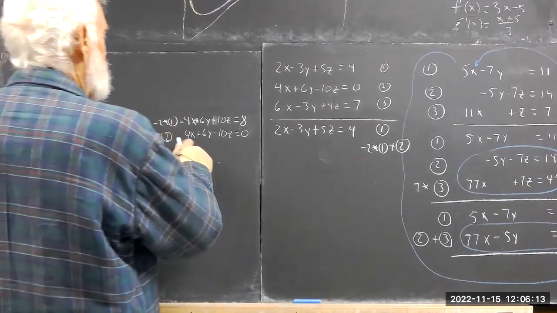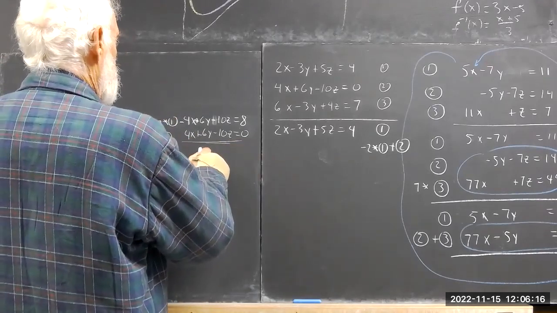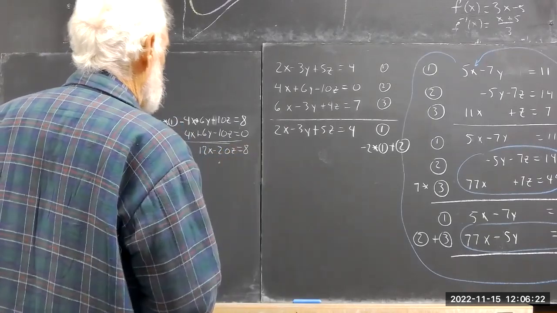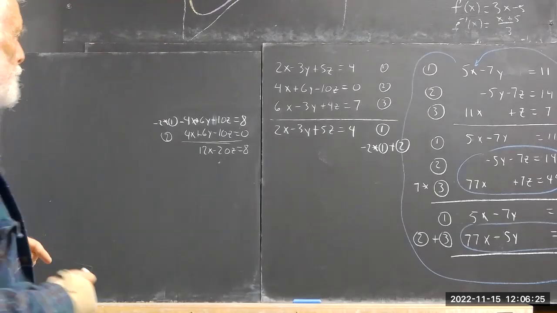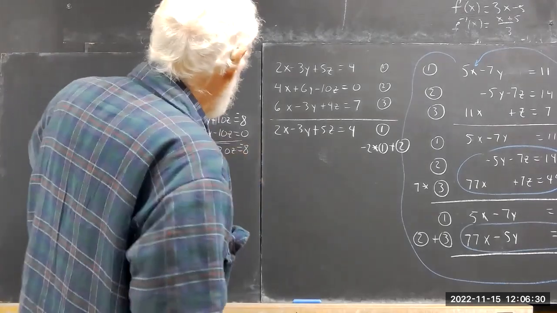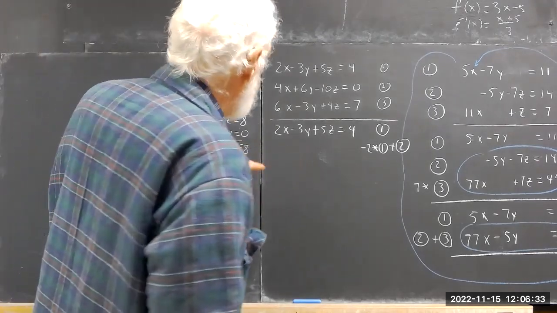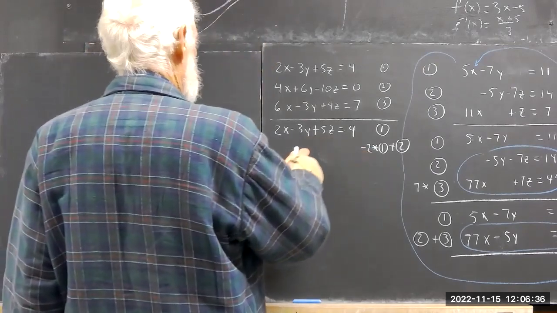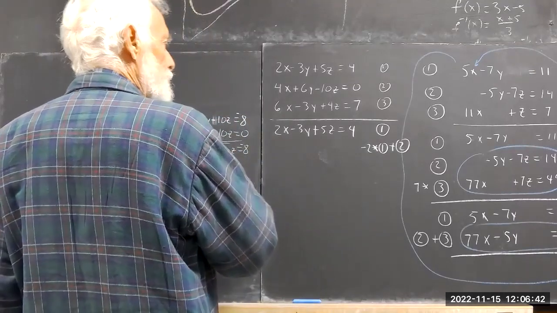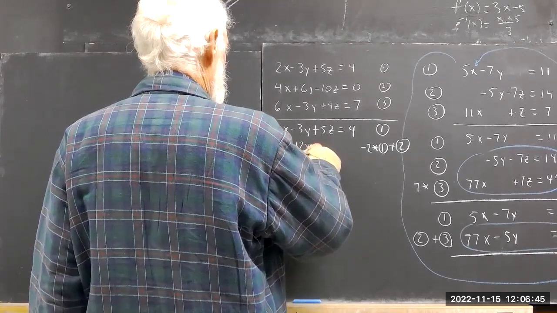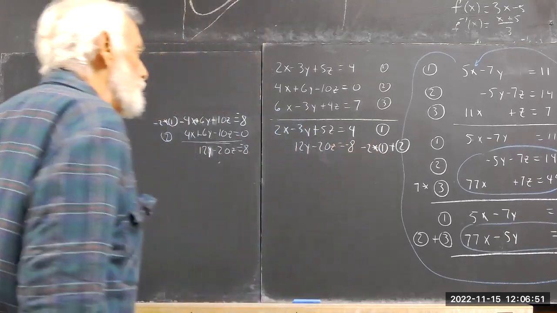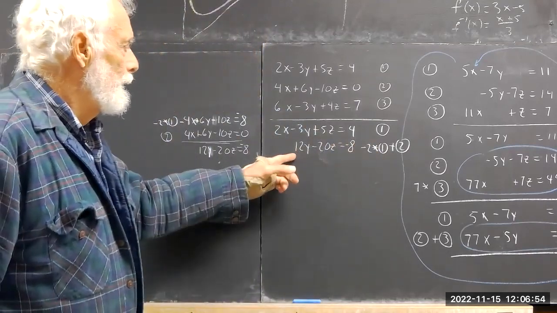Then if I add these, I just get 12y minus 20z equals -8. So I do this off to the side, and then I replace the second equation by this, which is going to just be 12y, not 12x. Minus 20z equals -8. Okay. Now that's what you get.